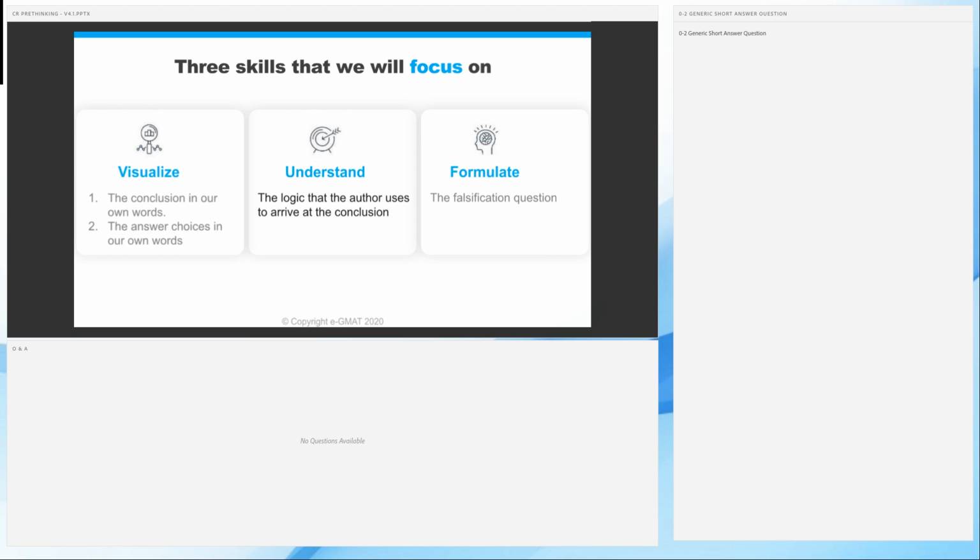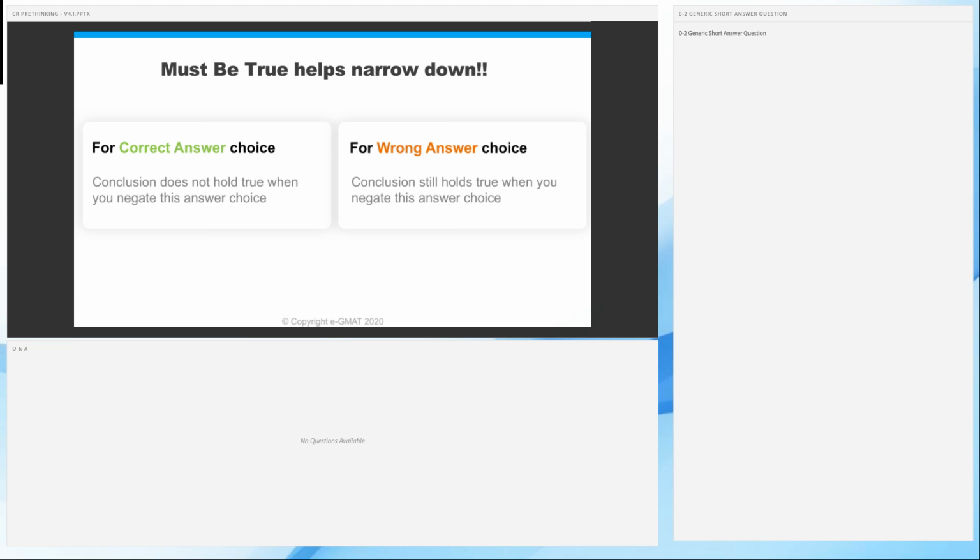The skills that we're going to focus on: the first thing is we're going to visualize information in our own words, whether it's the conclusion or the answer choices. The second, we're going to link information, which is what we call building the logical structure. And the third is that we're going to formulate this thing called the falsification question, which I'm going to talk about in the next few minutes.